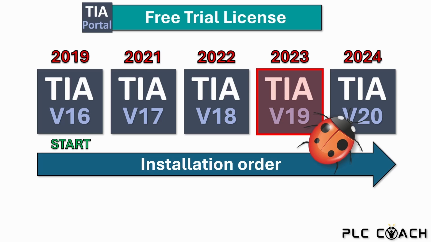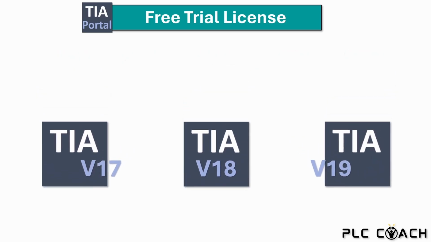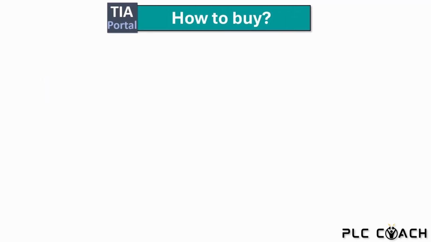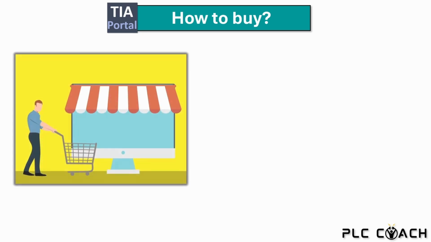If you're thinking that an older version of the TIA Portal is outdated, let me show you something. Here you can see a comparison of TIA version 17, 18 and 19. The software looks almost identical. New features usually only affect advanced users, so you can easily learn PLC programming with an older version without any problems. If using the trial licenses is too annoying for you and there is some money in your pocket, you can of course buy a full version of the TIA Portal.